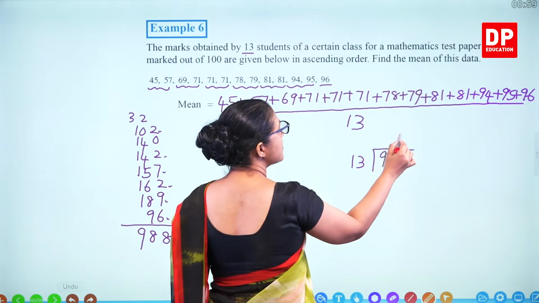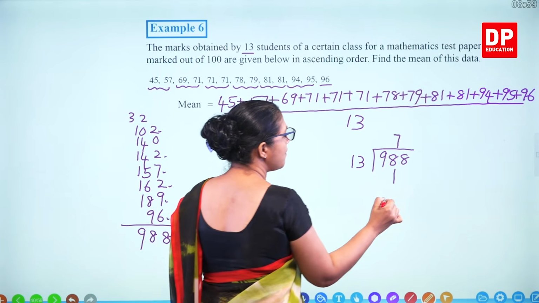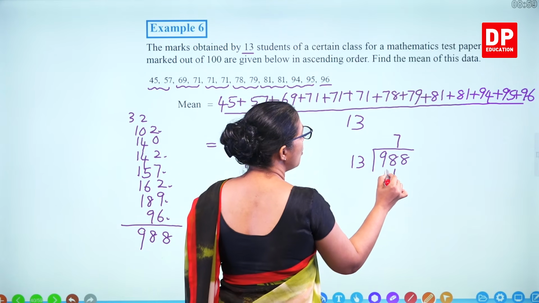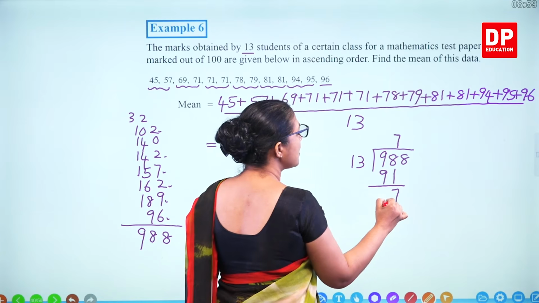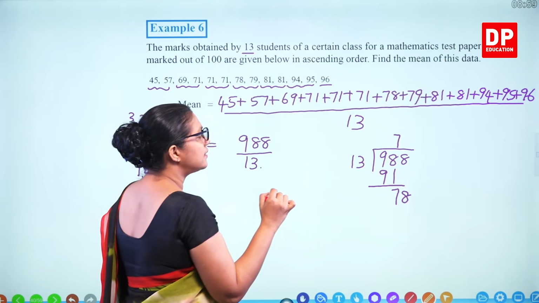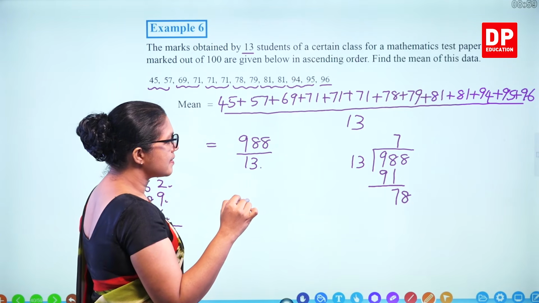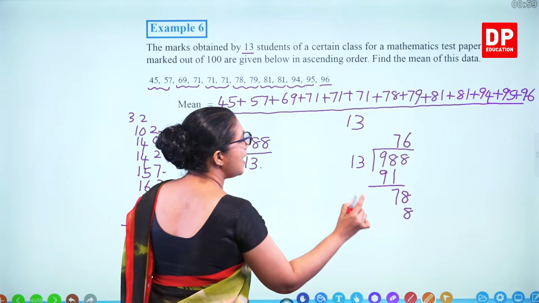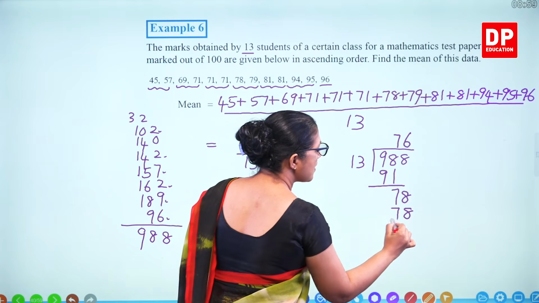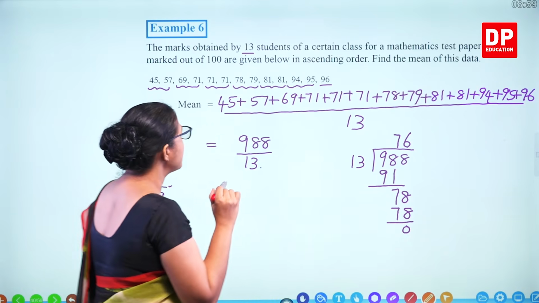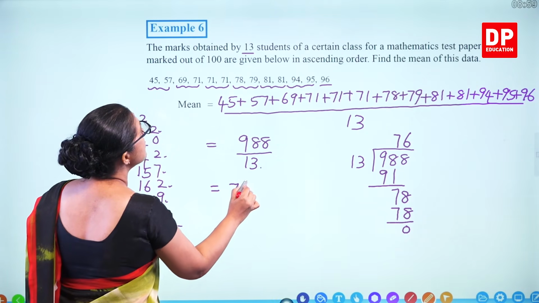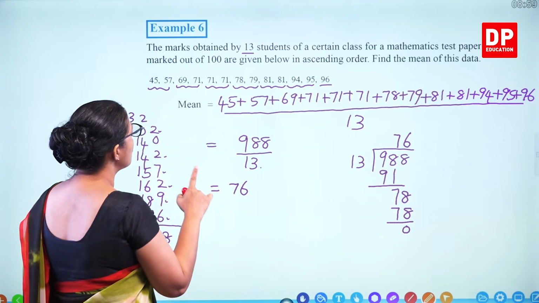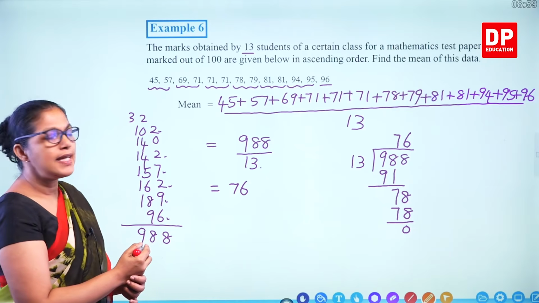13 times 7. 7 times 3, 21. 2 remaining. 7 times 1, 7 plus 2, 9. You get 78. 13 times 6. 6 times 3, 18. And 6 times 1, 6 plus 1, 7. So, this is 76. This is about marks. So, the mean mark is 76.